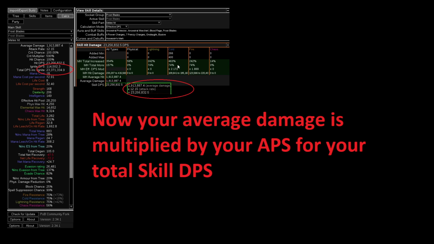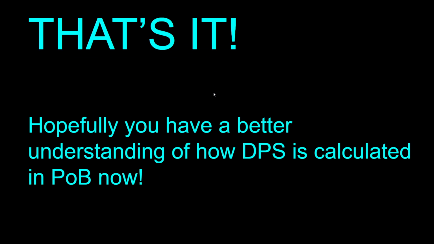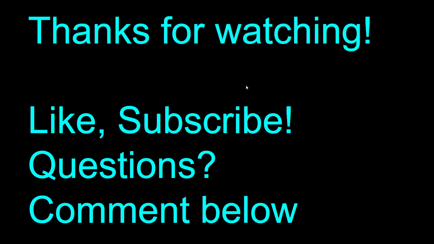I know it can be extremely overwhelming looking at these numbers and understanding what they mean, but that's sort of a quick overview of how you can look through these tabs here on the calcs page to understand where your damage is actually coming from. So yeah, hopefully now you have a better understanding, and that's it. I tried to do this as quick as I could. I know it's complicated, but hopefully you learned something.